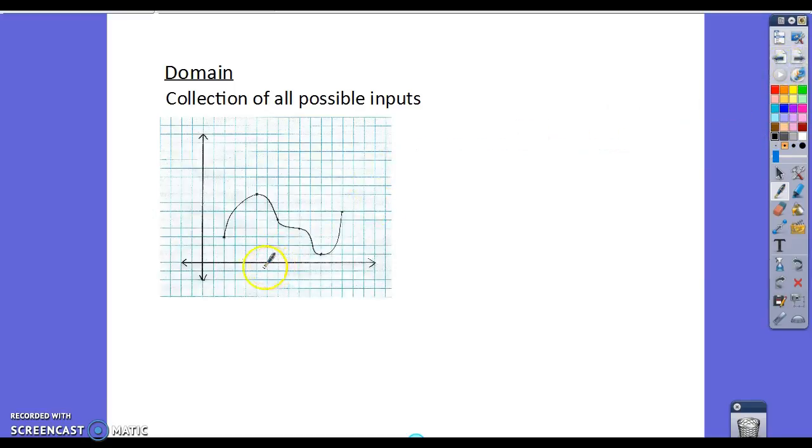So what does it mean graphically? Well, graphically, this is just all the x's that have y values. If I'm looking at this right here, this x right here has a y value, this one has a y value, and really all of these numbers right here have y values. So my domain is precisely these values right here.